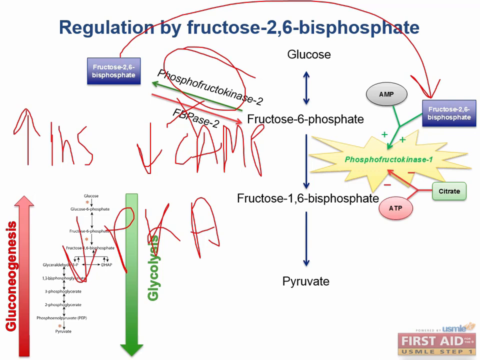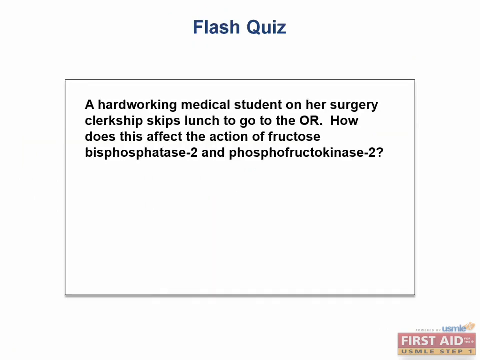Keep in mind that phosphofructokinase 1 is the rate-limiting step in glycolysis, and therefore it's important to regulate this enzyme more than the others. Okay, flash quiz time.